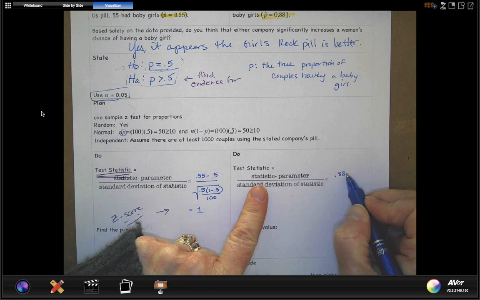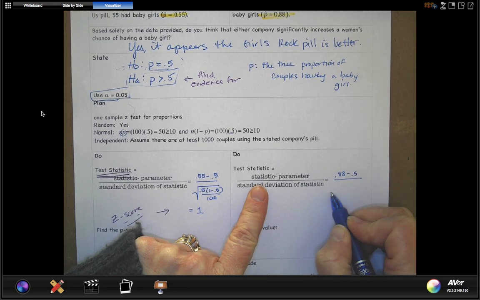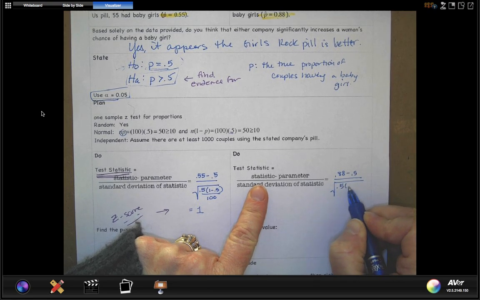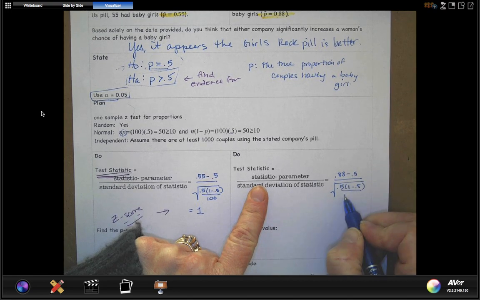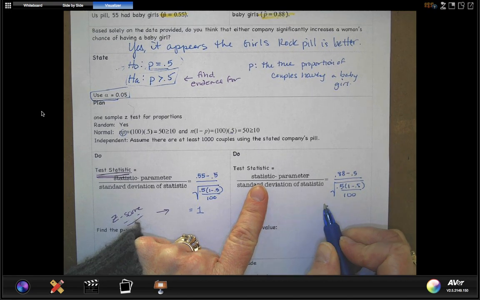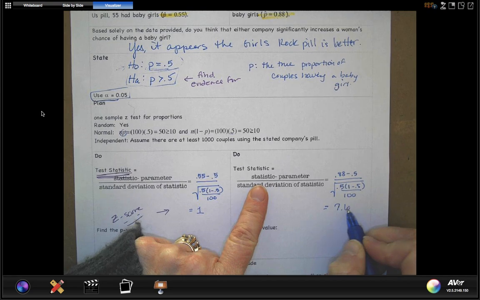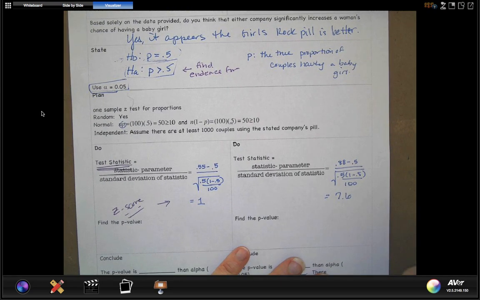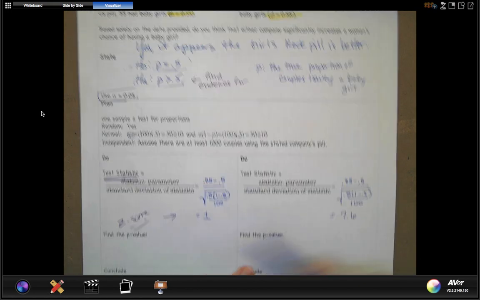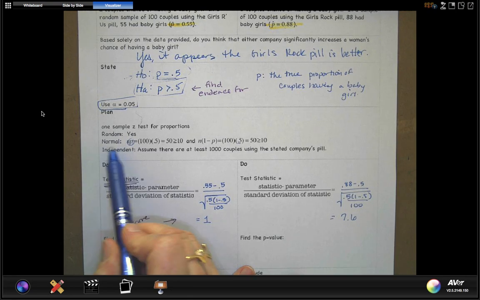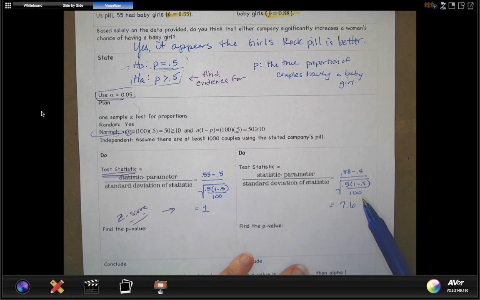All right, let's do the same thing over here. So I'm going to have 0.88 minus 0.5 all over the square root of 0.5 times 1 minus 0.5 over 100. I do that, you do this math, you get 7.6. Again, another z-score. Is that unusual? Yeah, we've already talked about how most things are within 3 standard deviations when we're dealing with a normal distribution, so this is pretty unusual.